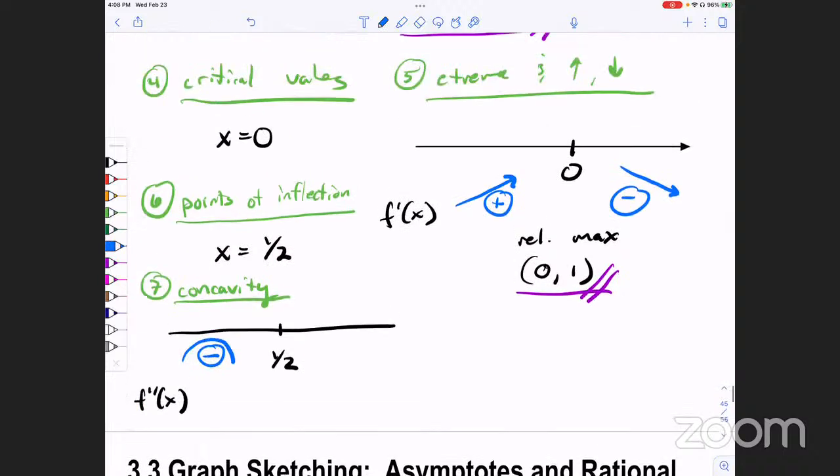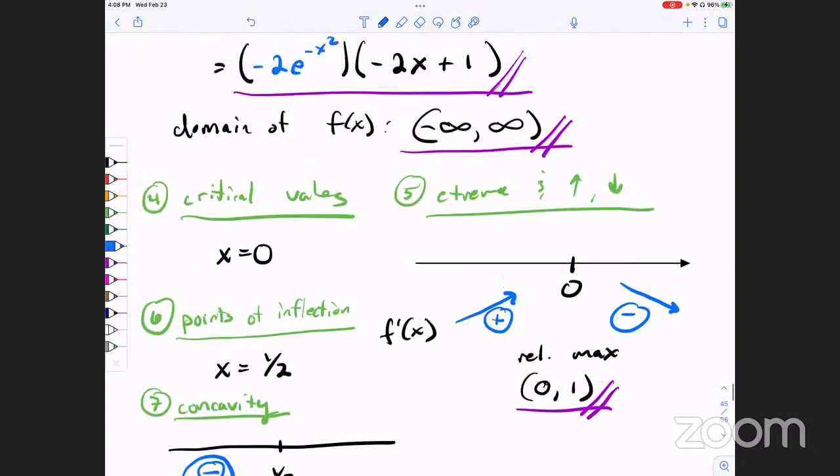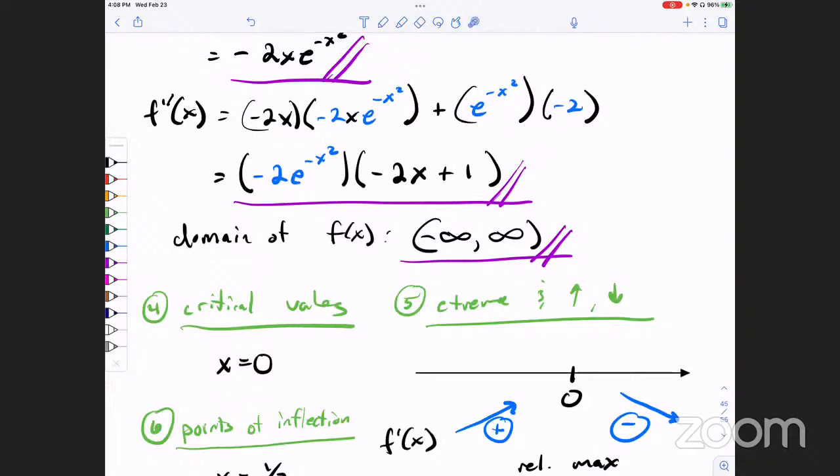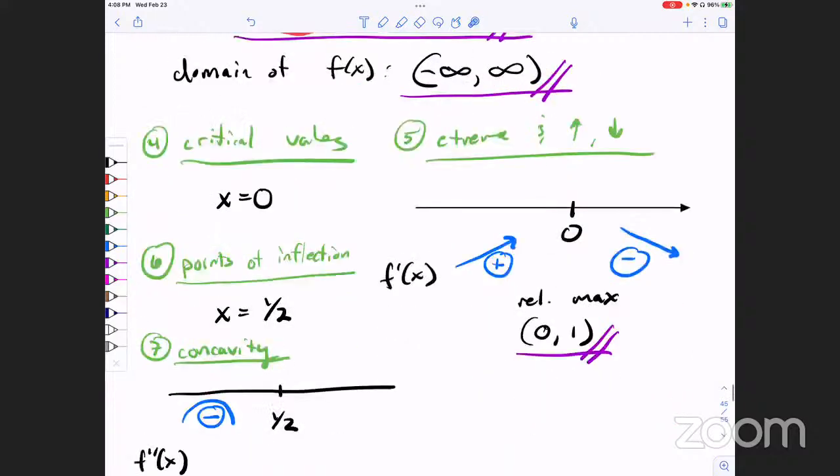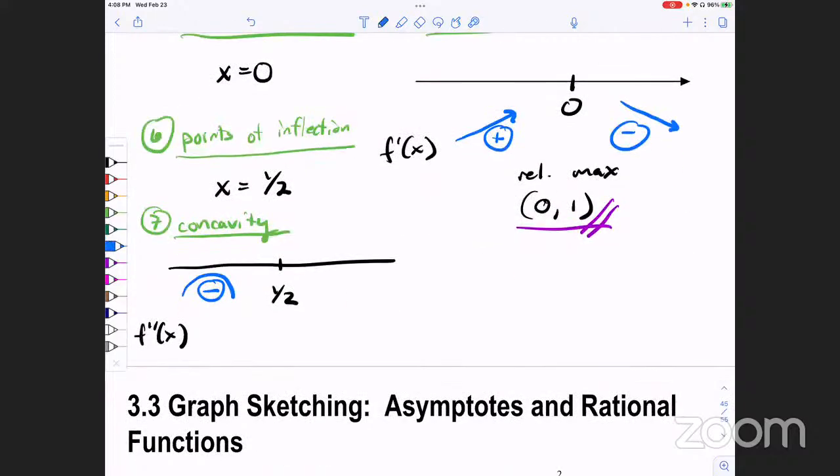To the right of 1/2, if we choose 1 in the second derivative, e to the negative anything is still going to be positive. So then this term is negative. If we plug in 1, this is negative. So double negative is positive. So over here is positive, which means we're concave up. So then we have a point of inflection when x is 1/2.